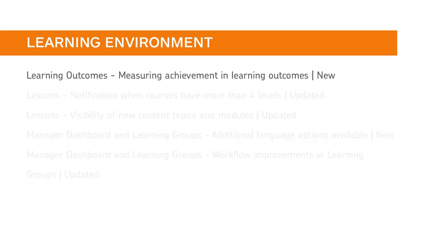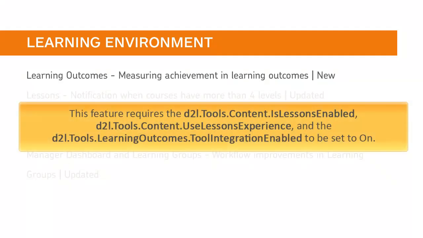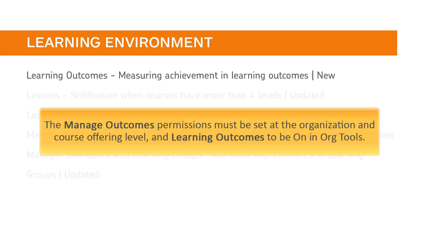A new standards tool has been introduced. Standards allow you to define scales for measuring achievement and learning outcomes. This feature requires the D2L, Tools, Content, Is Lessons Enabled, D2L, Tools, Content, Use Lessons Experience, and the D2L, Tools, Learning Outcomes, Tool Integration Enabled configuration variables to be set to On. The Manage Outcomes permission must be set at the org and course offering levels for administrators, and the Learning Outcomes tool and org tools must be set to On.